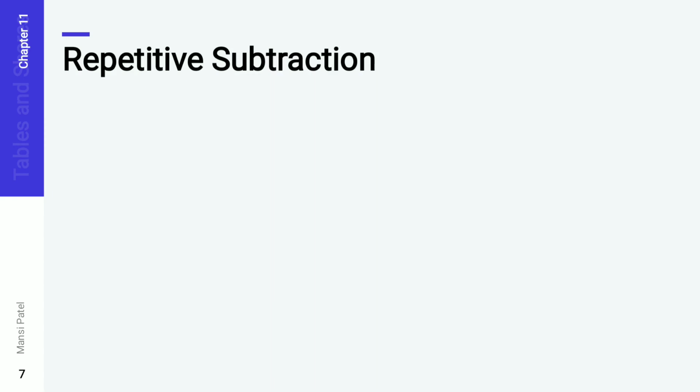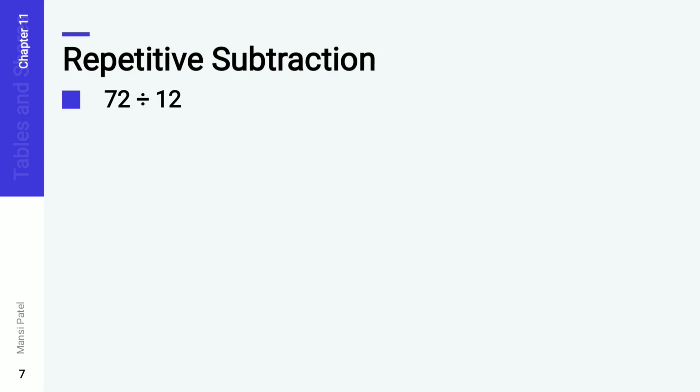Let us see one example. Here you have to do 72 divided by 12. But in this you are not supposed to do the division. You have to do continuous subtraction. From each and every number you have to subtract the number 12 till you get 0.